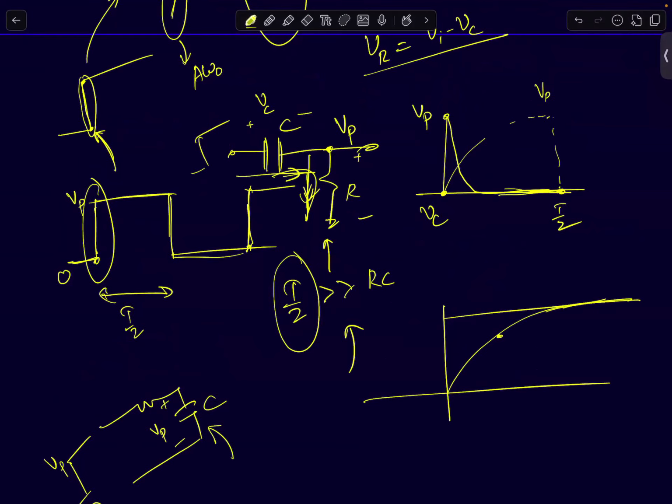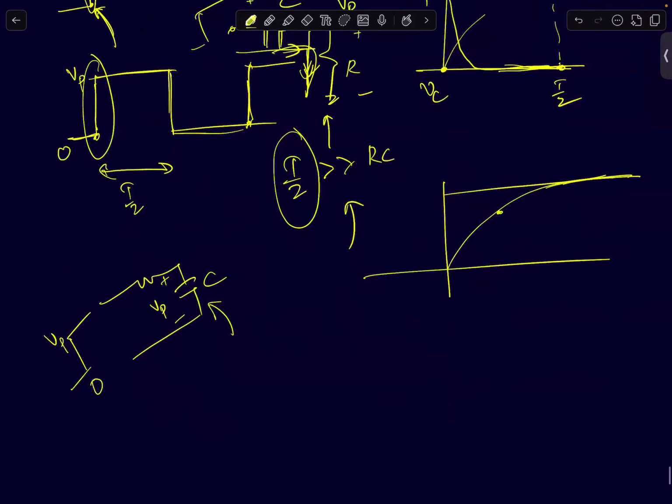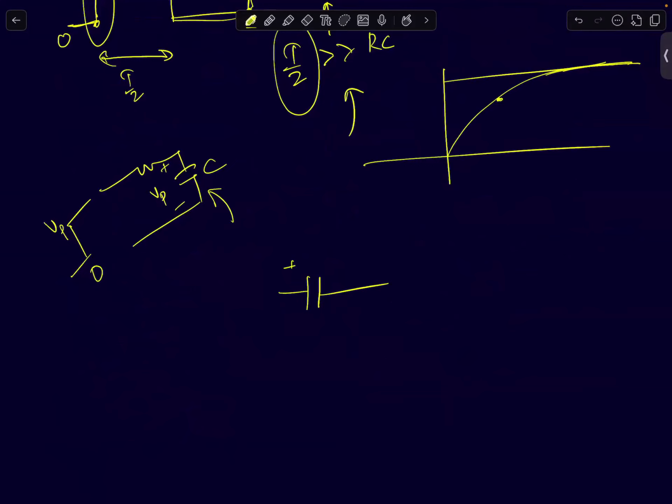Now at time equal to T by 2, you have a condition like this. You have a capacitor which is charged to V peak, and your input voltage goes from V peak to 0. It goes from V peak to 0 instantaneously. What will be the output voltage?